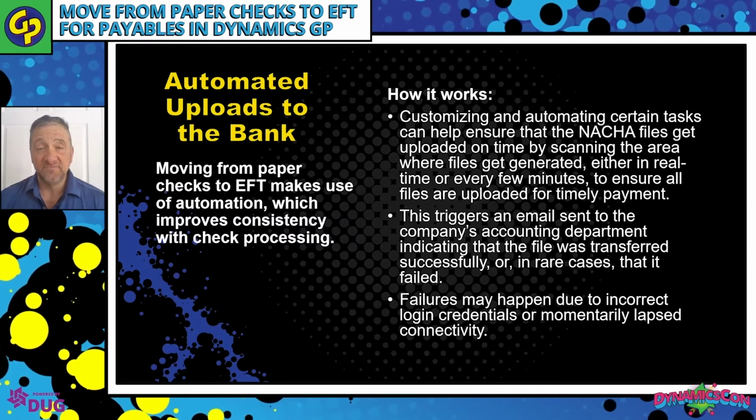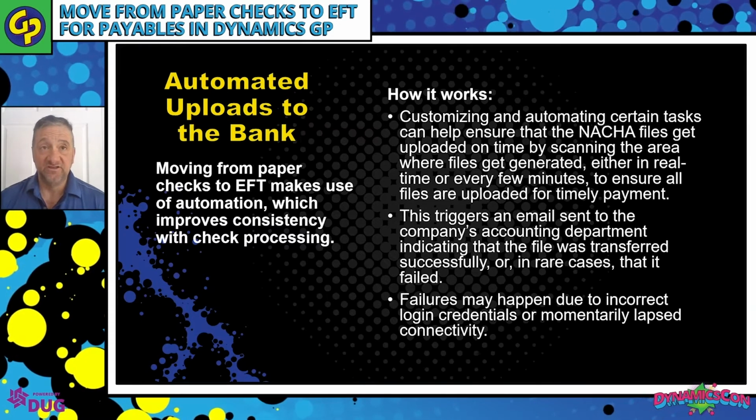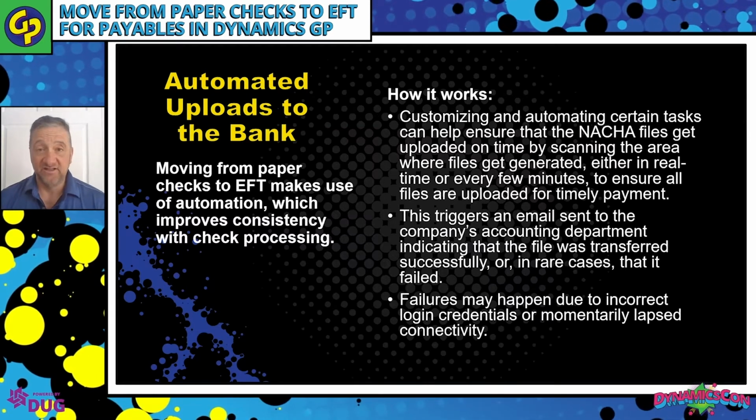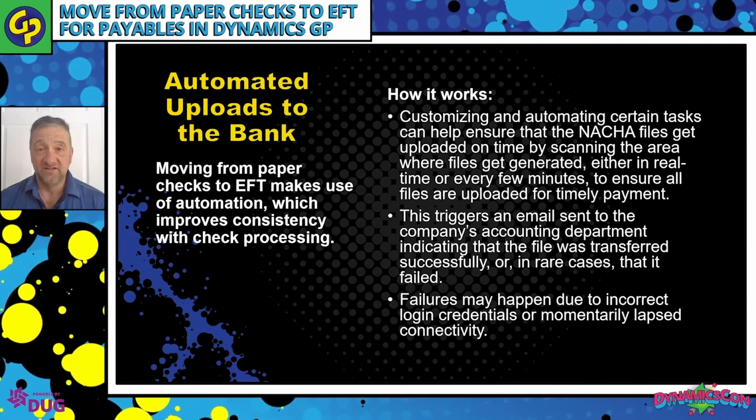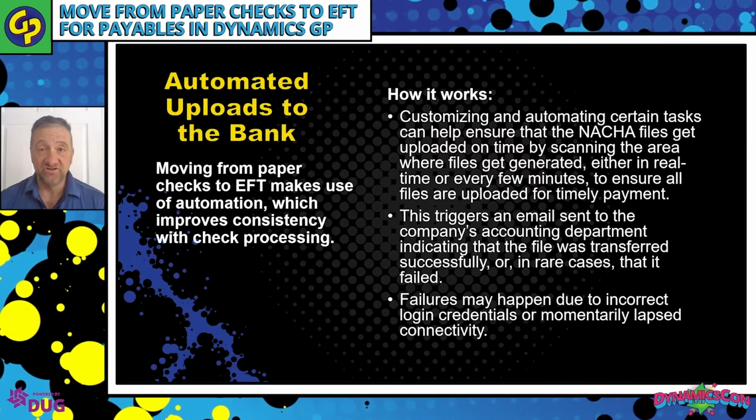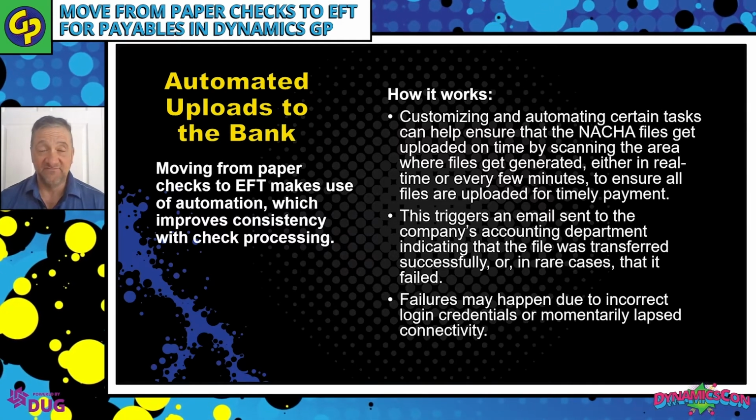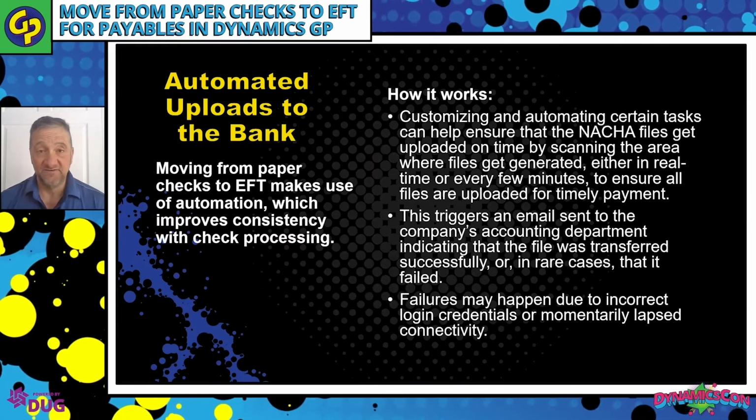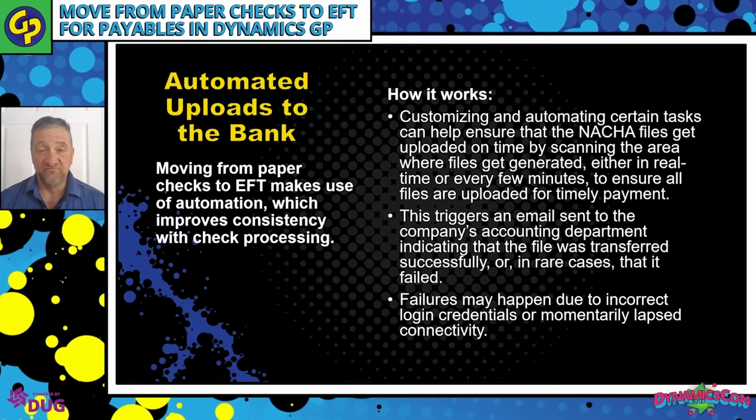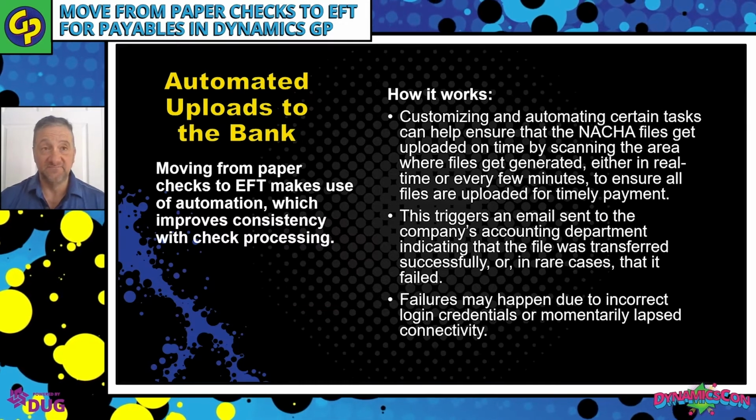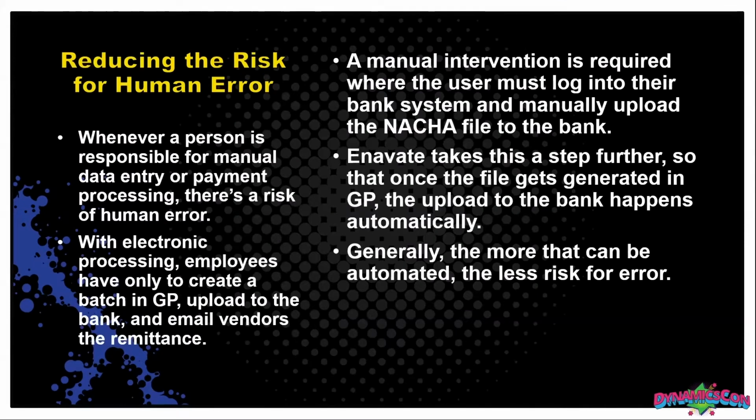So basically, in GP, we generate a Nacha file for the bank, an EFT file. That goes out to a shared location. I'll show you that in the demo. And then we have an automated process that will take that and move it up to the bank's SFTP site. All right, let's move on.